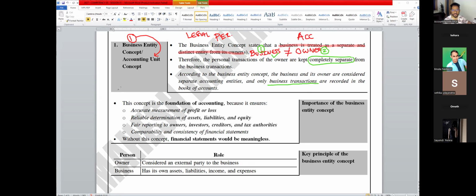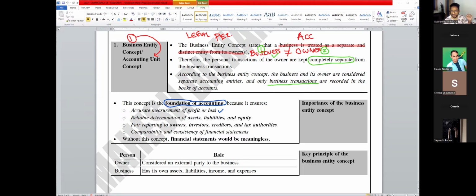Look at why this concept is important. Put the first one. This concept is the foundation of accounting. Highlight it, son. It is the foundation of accounting. Because it ensures what? Accurate measurement of profit or loss. Son, how is it possible? Here we don't record the personal transactions of the owner. So you are recording only the transactions related to the business. So you can easily recognize the accurate profit of the business.